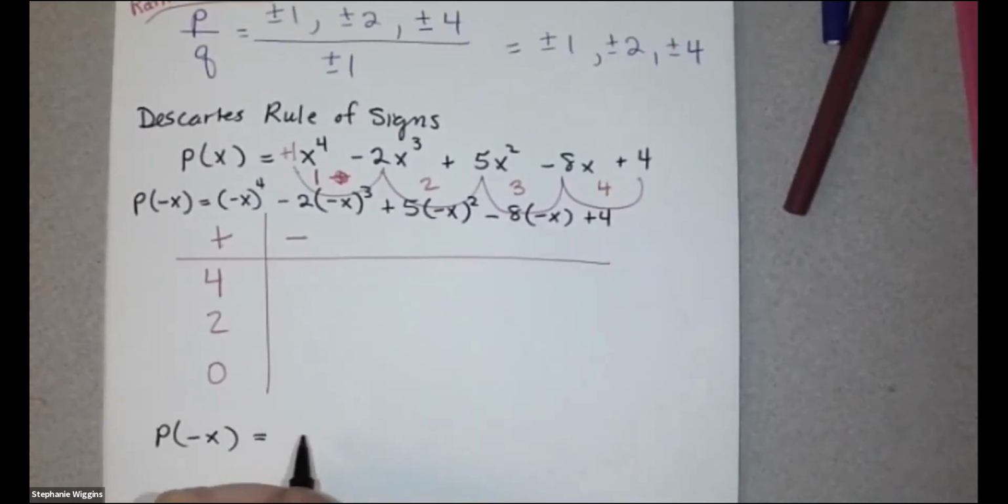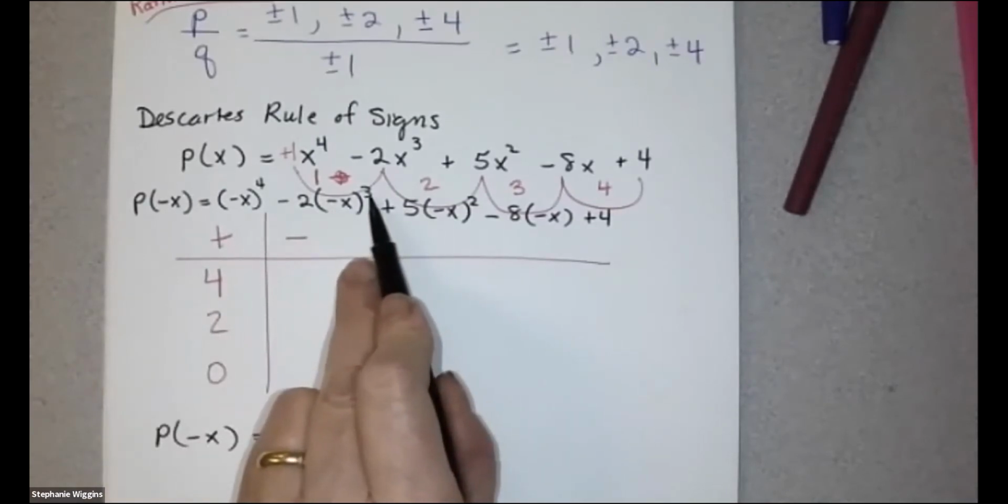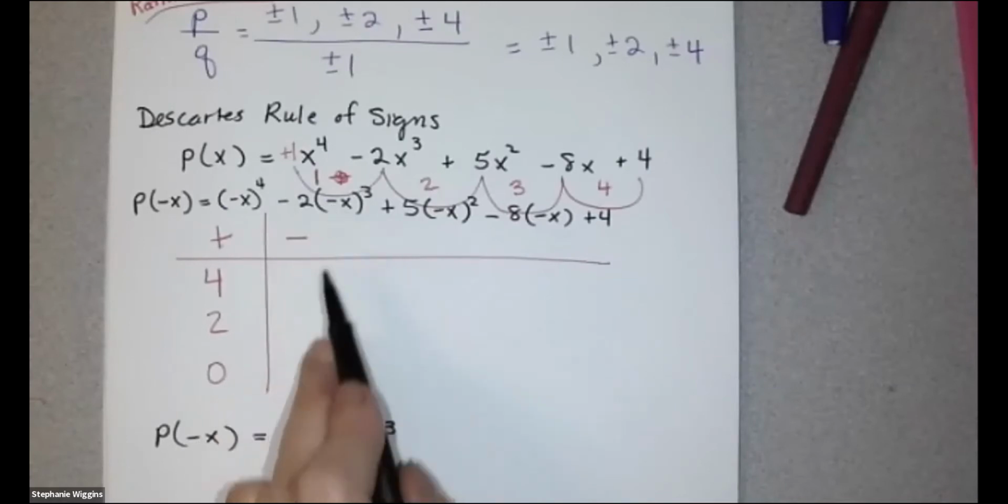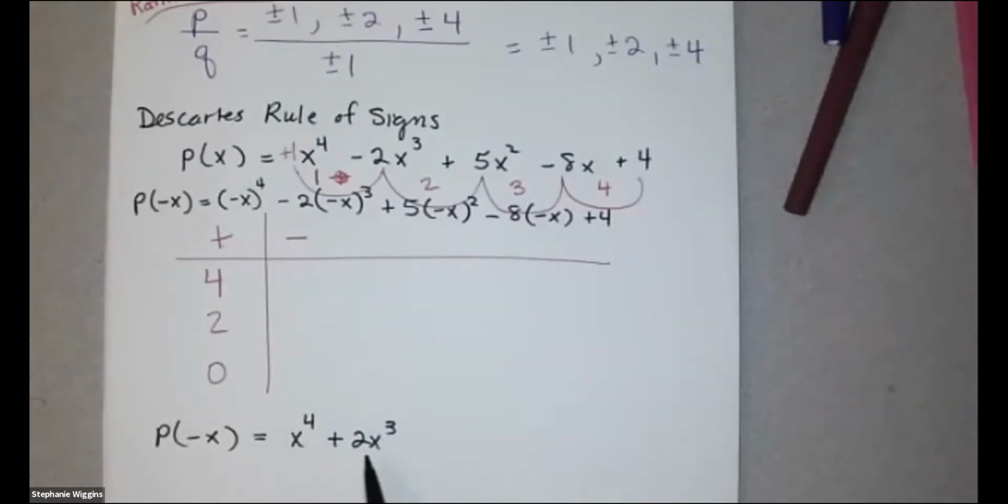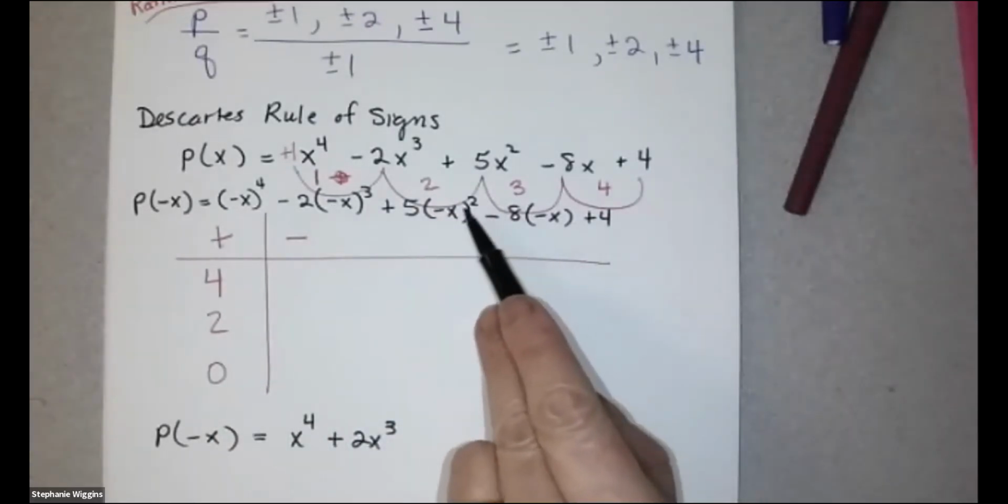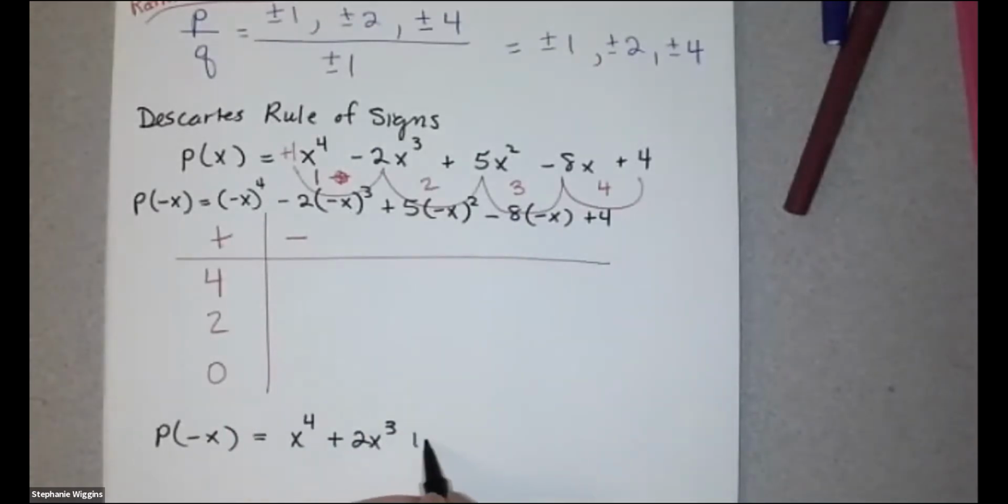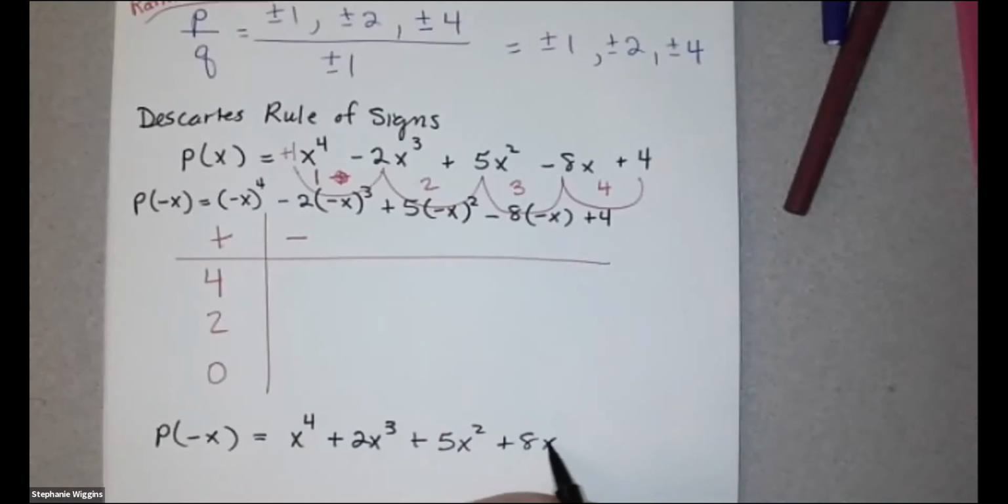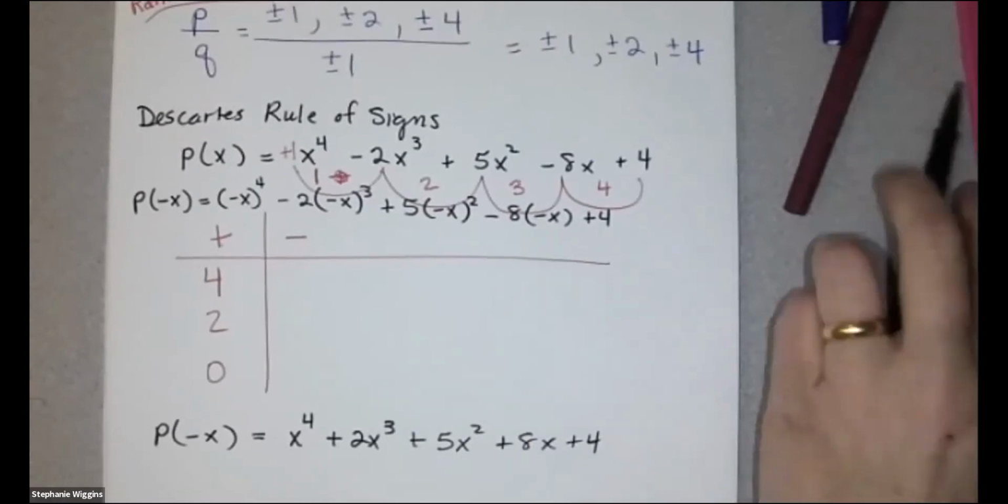I get x to the 4th plus 2x cubed, right? Because this is odd here. So I keep the negative because this is odd. And so the double negative gives me positive. But this is even, so the negative goes away. So this becomes plus 5x squared. Here I have a double negative. That's plus 8x plus 4. Now notice the coefficients in my polynomial are all positive. So there's no sign change.